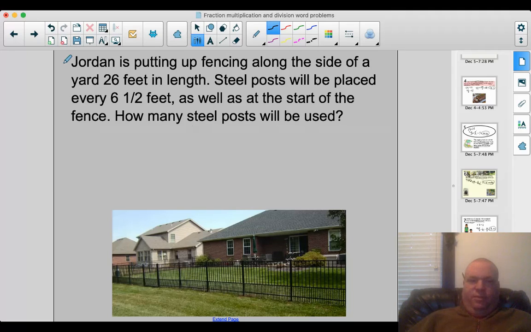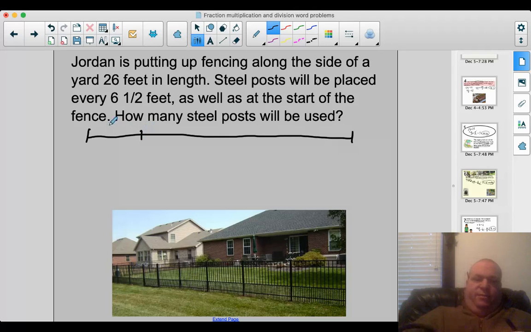For this last one, this one gets a little weird. We've got to be careful what we're asking again. So we're putting up a fence that's 26 feet long. So let's pretend this is my whole fence. We're going to put steel posts every 6.5 feet. So 6.5 feet is how big each section is between posts. We're also putting a post at the beginning and end. I don't know how many steel posts will be used.